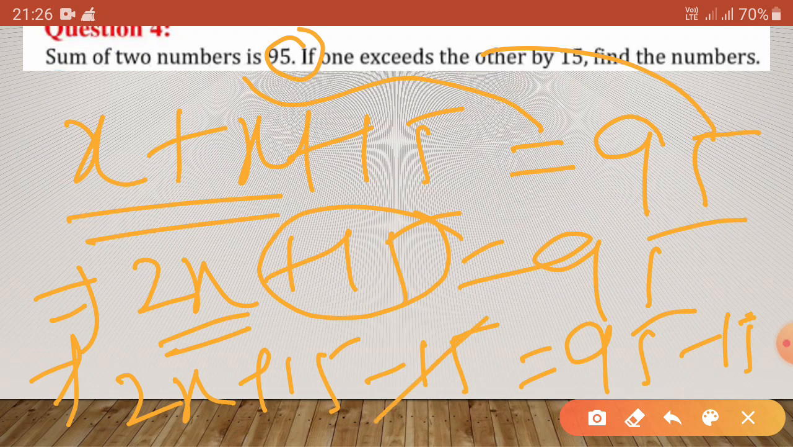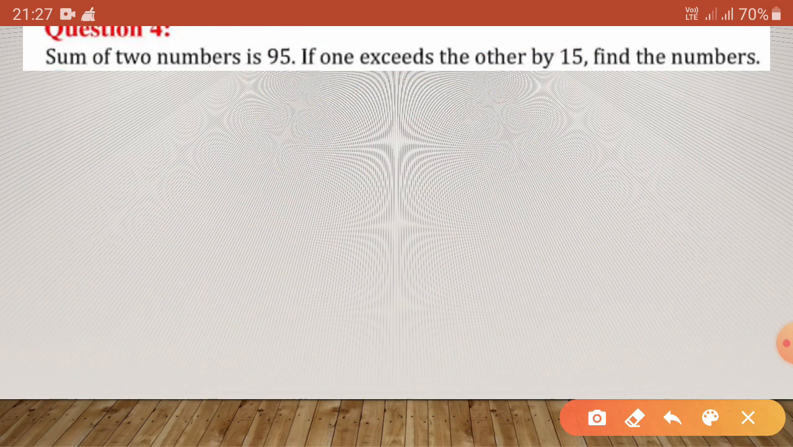So 15 minus 15 is 0. So 2x plus 0 gives us 2x. Here we got 2x on the left side, and on the right side it will give us 95 minus 15, that is 80. So we got 2x equal to 80.